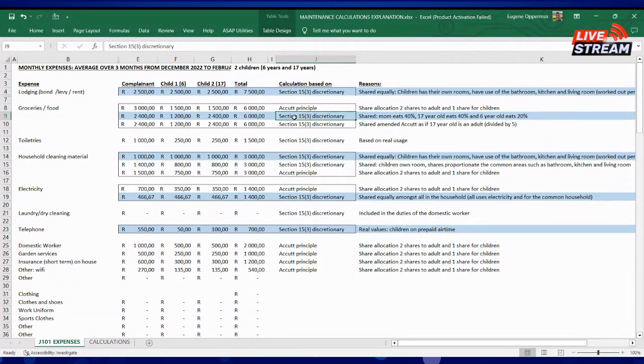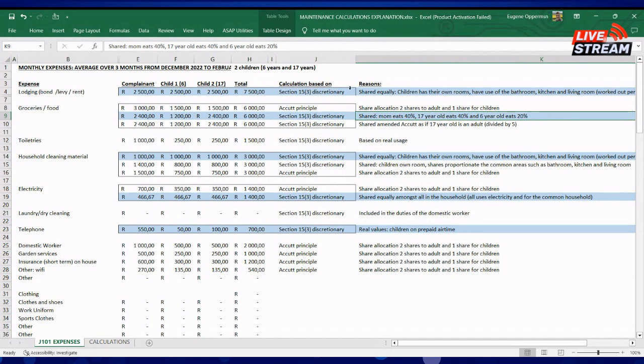If we use, for example, Mom says, "You know what, Mom, it's 40% of the food that is bought because she's an adult." But here comes it in. The 17-year-old and 6-year-old do not eat the same amount. The 17-year-old would probably eat more than the mother. But let's keep it fair and say the 17-year-old only eats 40%. And the remainder, 20%, is allocated towards the 6-year-old.